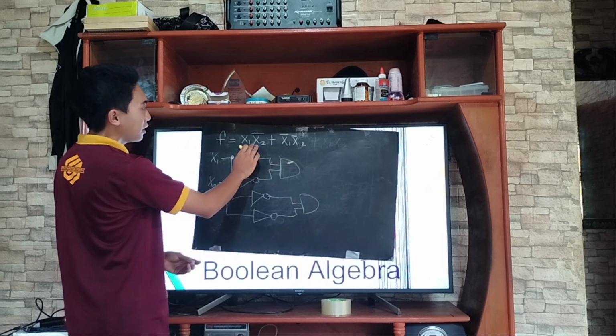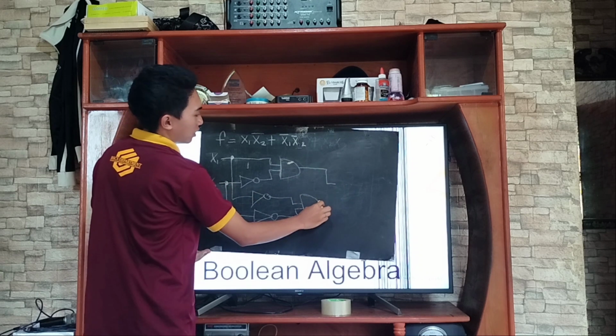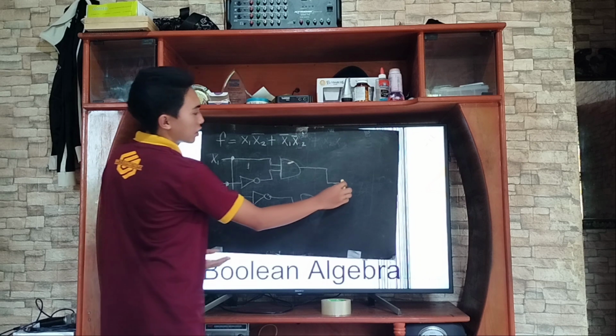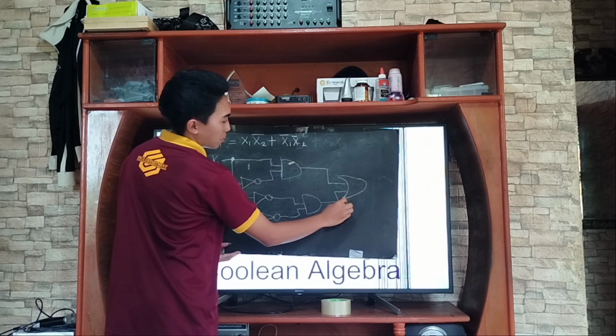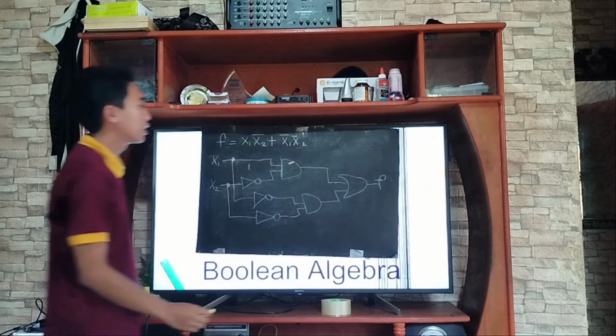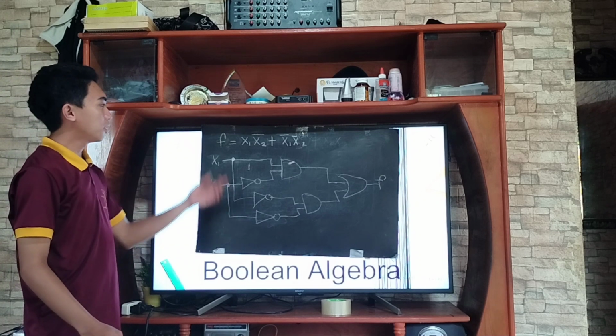And then add the two inputs. The symbol of add, the OR operator, is like this. And now we have the logic circuit diagram of this logic expression.